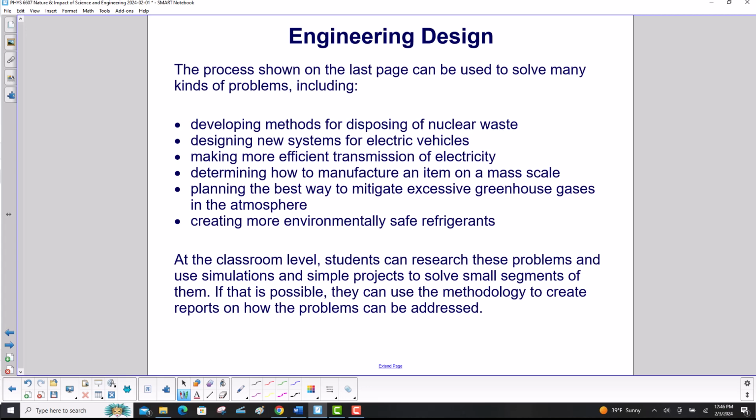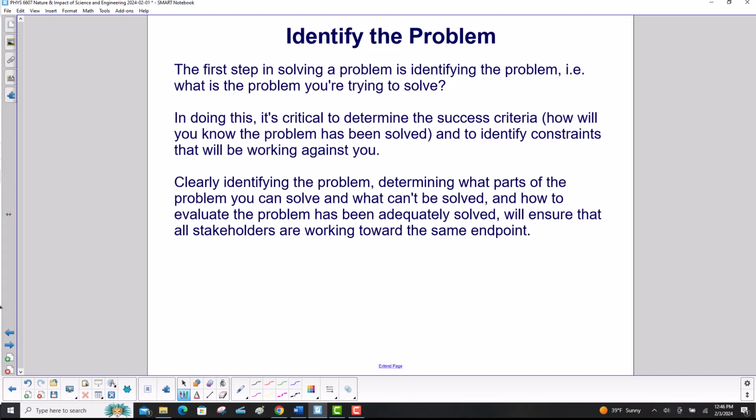problems can be addressed. The first step in solving a problem is identifying the problem. That is, what is the problem you're trying to solve? In doing this, it's critical to determine the success criteria. How will you know the problem has been solved? And to identify constraints that will be working against you. Clearly identifying the problem, determining what parts of the problem you can solve and what can't be solved, and how to evaluate that the problem has been adequately solved will ensure that all stakeholders are working together towards the same endpoint.